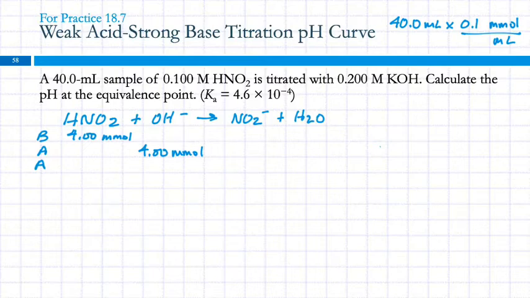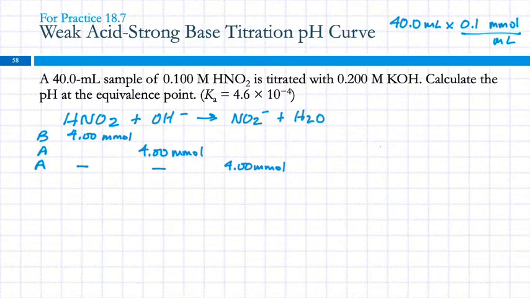And so these are going to react, and we're going to end up with essentially none of those left. And what's our amount of NO2 minus, not concentration, amount of millimoles? 4. So I take 4 millimoles of acid and 4 millimoles of hydroxide, and together they're going to make 4 millimoles of water and 4 millimoles of the NO2 minus. Everybody okay with that?